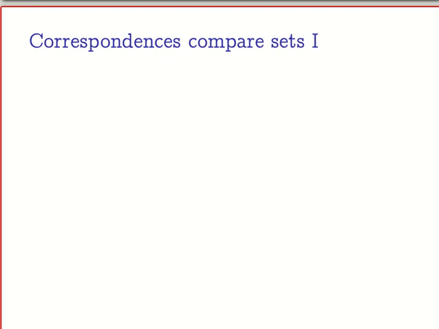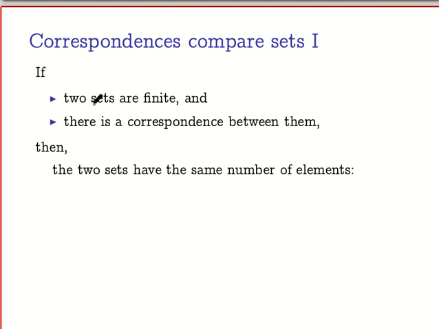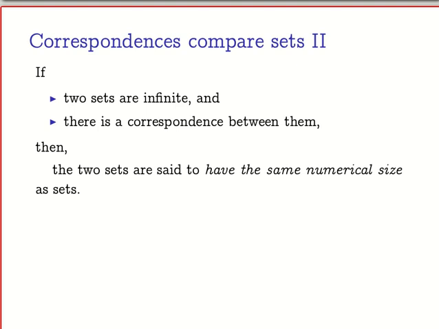Okay, this is one example of the way that correspondences compare sets. If two sets are finite, as we saw in the previous slide, and there's a correspondence between them, then the two sets have the same number of elements. On the other hand, if two sets are infinite, that is, they have an unlimited number of elements, and there's a correspondence between them, then the two sets are said to have the same numerical size as sets. We can't say that they have the same number. We can use this to define what we mean by two sets having the same number of elements.